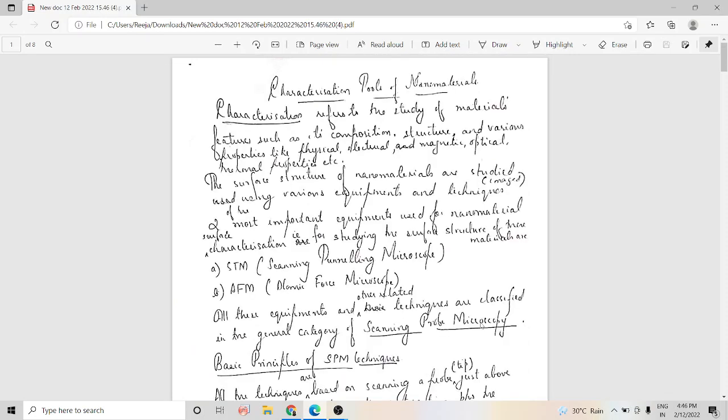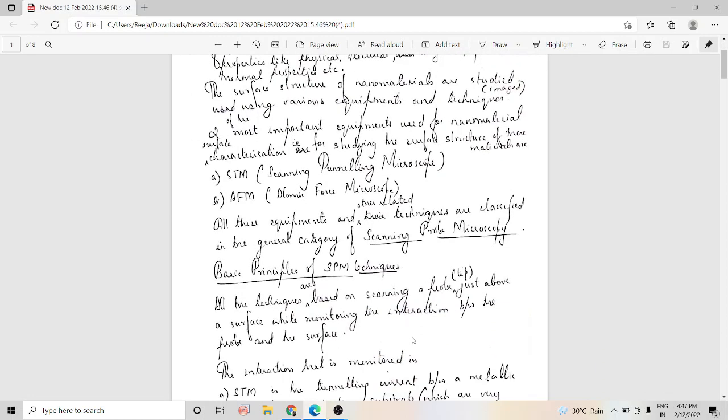Here we discussed the characterization. What are the characterization tools which are used to characterize our nanomaterials? Characterize means we study the material features of the synthesized sample, such as its composition, its surface topology, its structure, physical, optical, electrical, etc. properties. And the surface structure of a material, or the surface topology, how its surface structure varies, is studied using two equipments, STM and AFM, scanning tunneling microscope and atomic force microscope. Both of them are based on one common technique, that is the scanning probe microscopy technique.